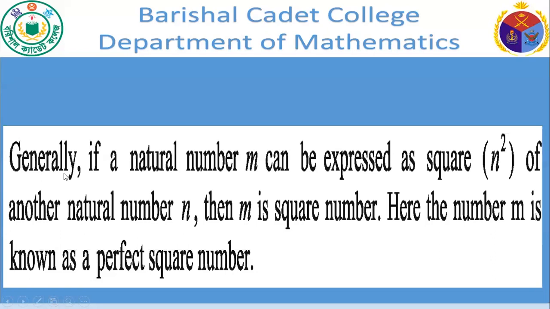So boys, mark it that generally if a natural number m can be expressed as a square, that is n square of another number n, then m is called a square number. Here the number m is known as the perfect square number. That is, whatever number you may take as m, if it can be expressed as a square of another number, which I have taken as n, that is, if m equal to n square, then m is said to be a perfect square.